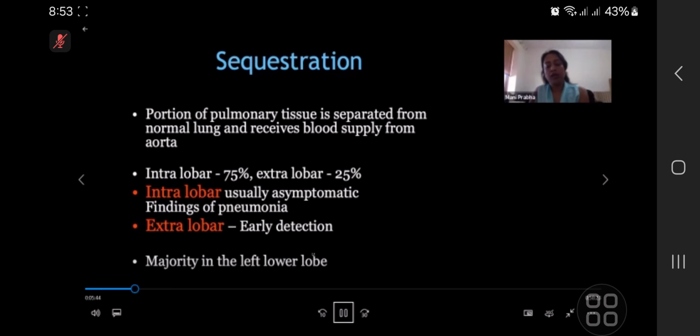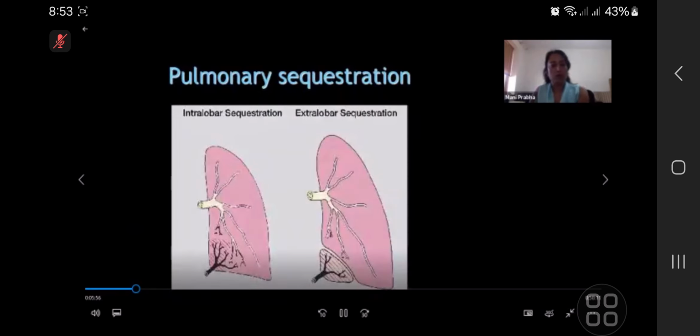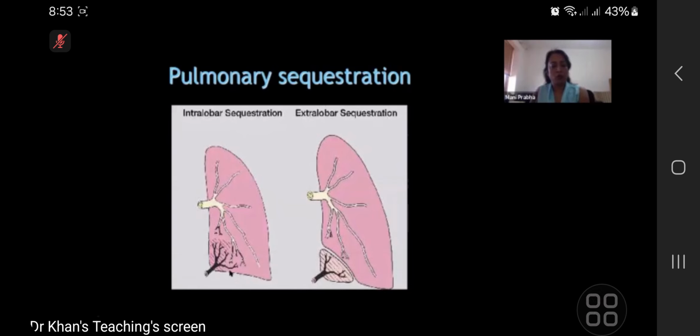So how do we confirm that? As you said, CT is the answer, and we can do a CT angiogram, or we can also detect it with the help of MRI. This is a diagrammatic view of intralobar sequestration. Intralobar does not have its own pleura, whereas extralobar has its own pleura, a systemic supply, and the drainage is by the azygous or hemiazygous vein. Here the drainage is by the pulmonary veins only.